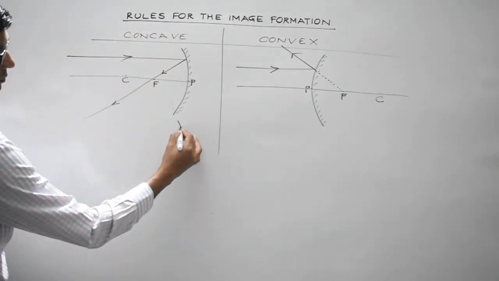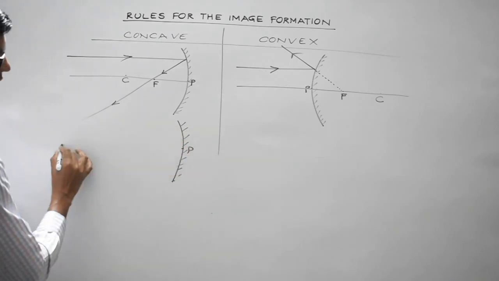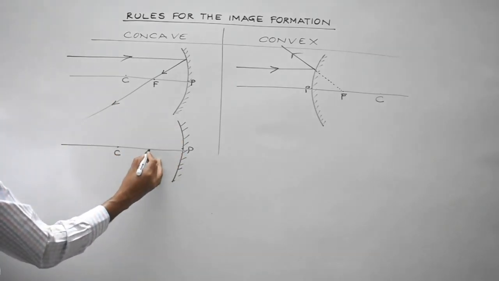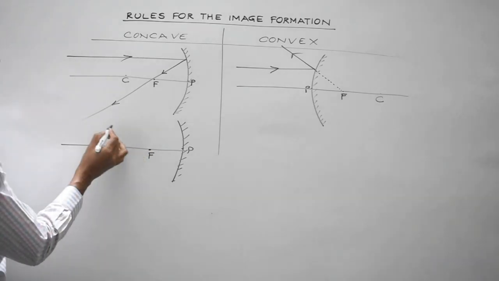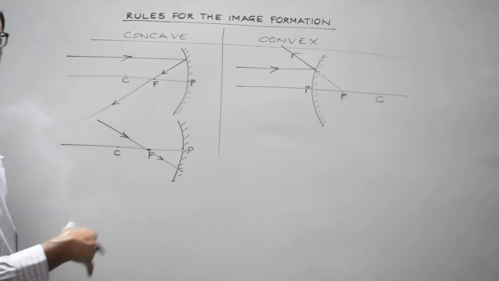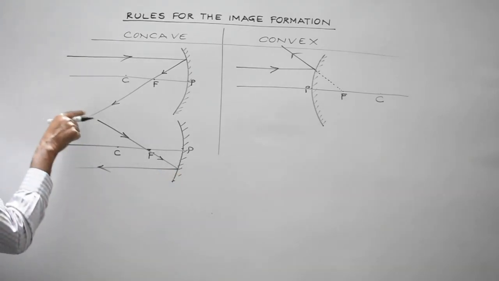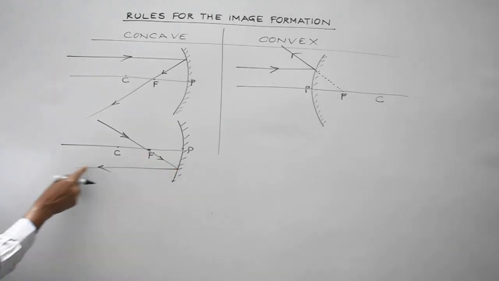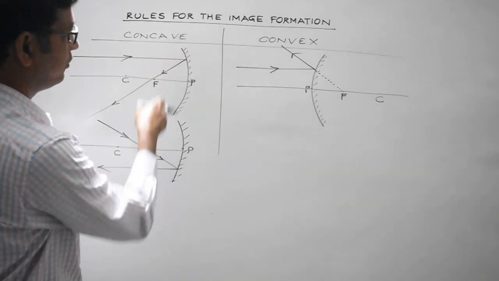Second, again let's draw the diagram. This is the concave mirror. It's a part of a hollow sphere whose center is somewhere over here. The midpoint between P and C is F. The second rule: an incident ray which passes through the focus, after reflection, will become parallel to the principal axis. This is rule number 2.